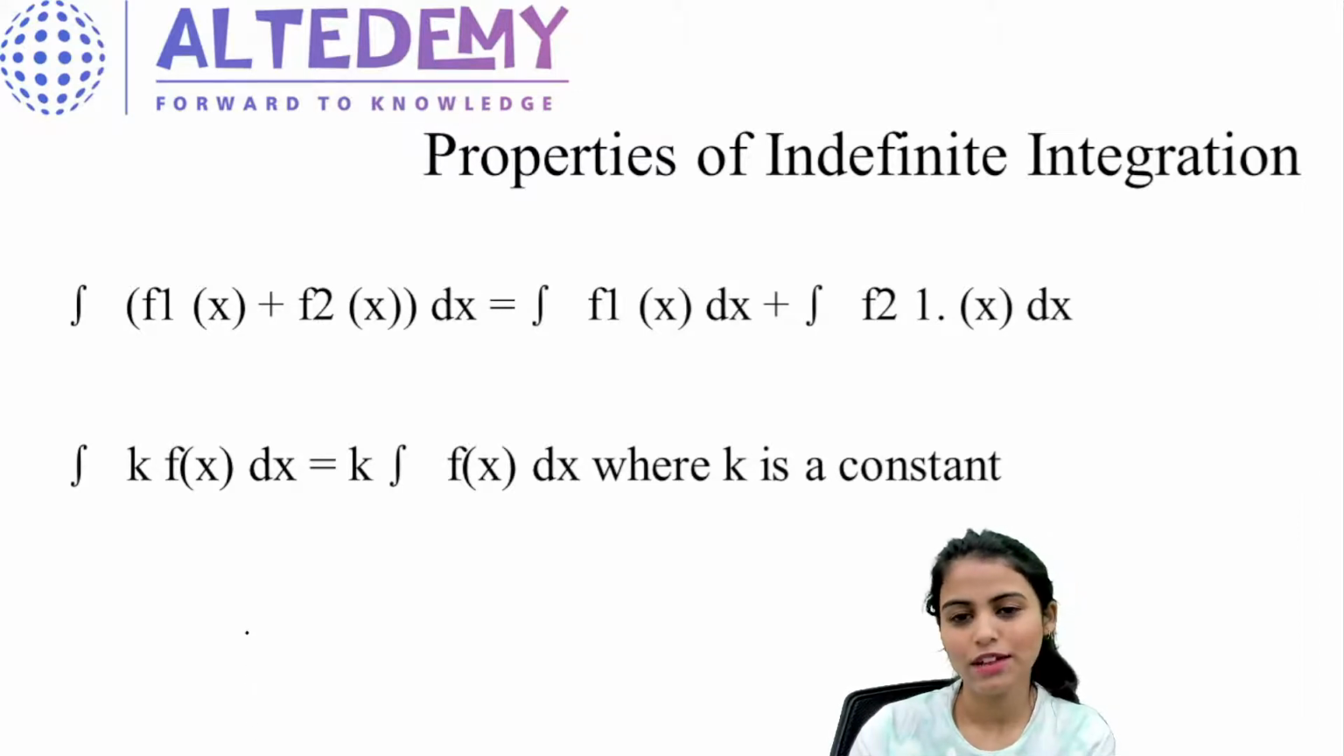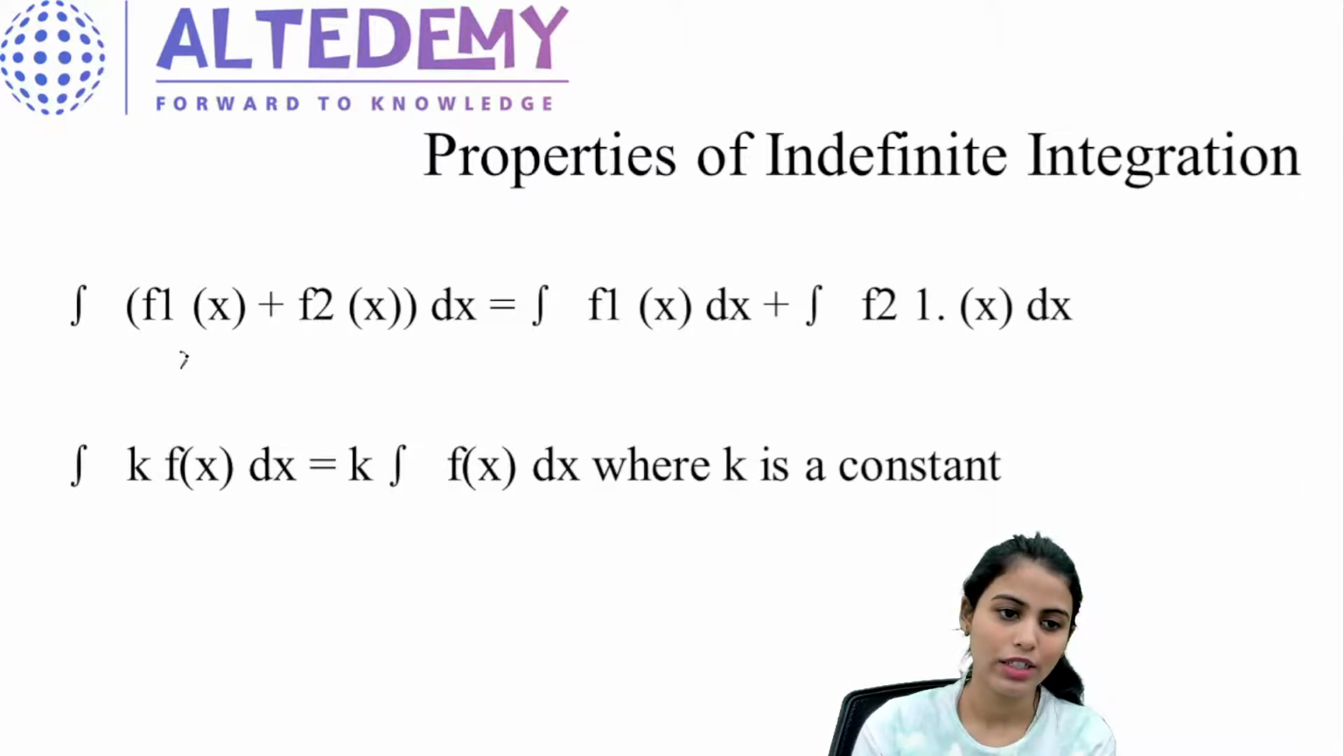So, what do we have? The properties of indefinite integration. Now, the integration of f1(x) plus f2(x) dx is equal to the integration of f1 dx plus the integration of f2 dx. It is the simple summation property of integration. If we have two functions in an integration, then we can integrate them separately. For example, we have here x squared plus x to the power 4. We have the integration of this. How are we going to integrate this?